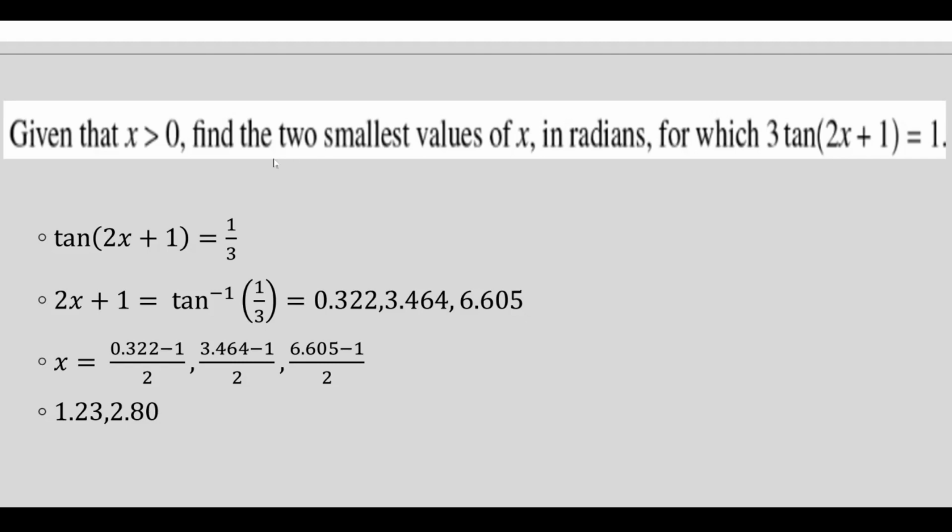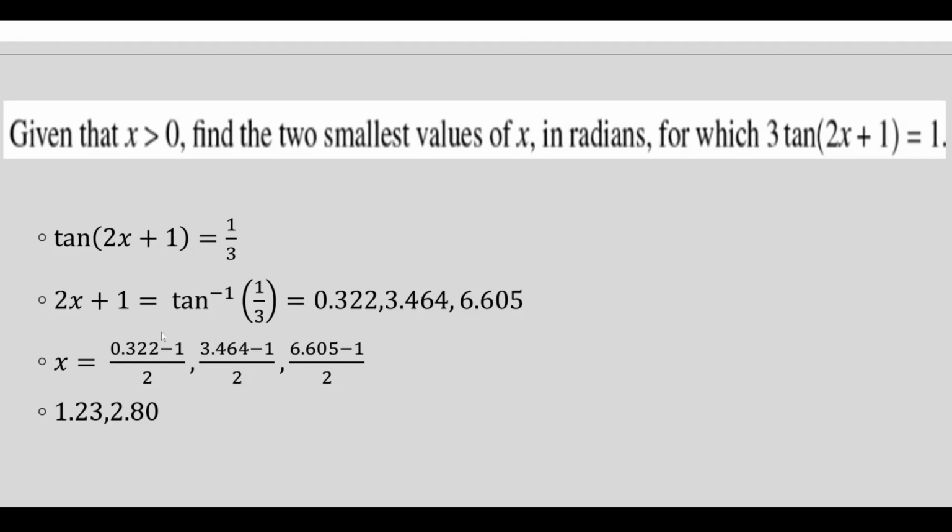So first of all, we rearranged for tan 2x plus 1 was equal to 1 over 3, and then did the inverse tan. So we had 2x plus 1 was equal to tan to the minus 1 of 1 over 3, 0.32175. And that would give us the solutions of inverse tan 1 over 3. But because it's been shifted by 2x plus 1, we then have to rearrange for x.